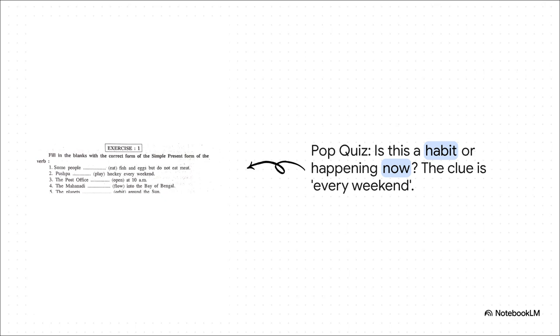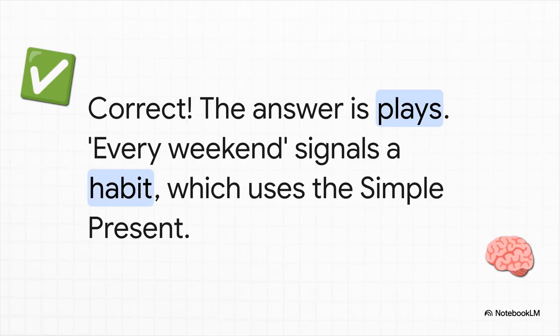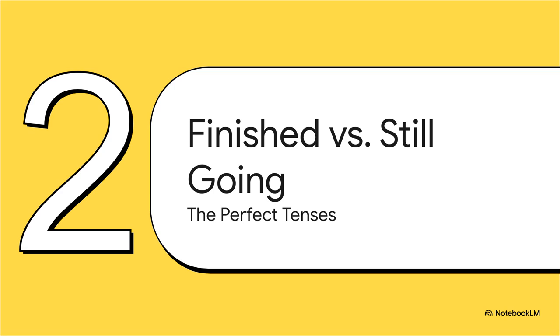So time for a quick pop quiz. Look at this sentence. How would you fill in that blank? The big clue is right there in the phrase, every weekend. Is that happening right now, or is it a routine? And the answer is place. If you got that, give yourself a pat on the back, you nailed it. Because every weekend signals a habit. We pull out our tool for routines and facts, the simple present. Well done. Okay, we've tackled the first pair.